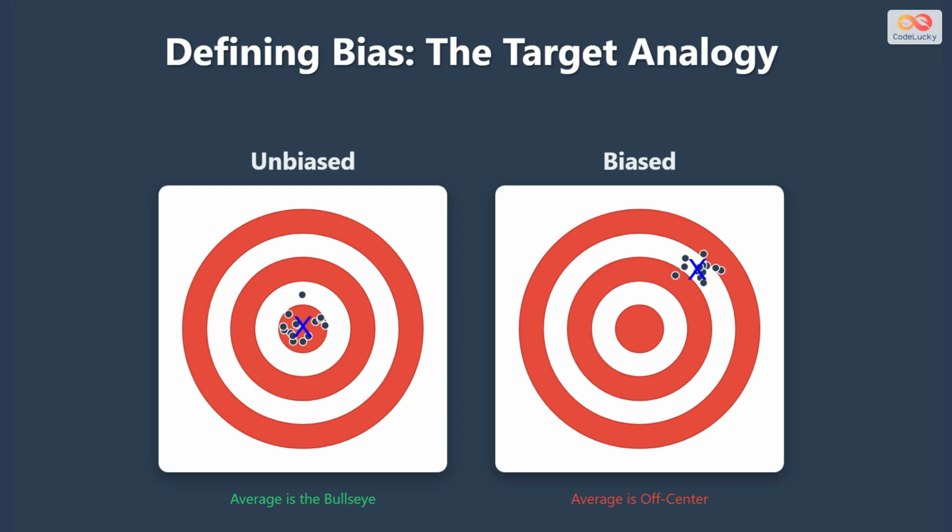Imagine an archer shooting arrows at a target. If the archer is unbiased, their shots might be scattered, but the center of that scatter is exactly on the bullseye. This represents an unbiased estimator. On the other hand, if the archer has a tendency to shoot up and to the right, the average location of their arrows is off-center. This systematic error is what we call bias.